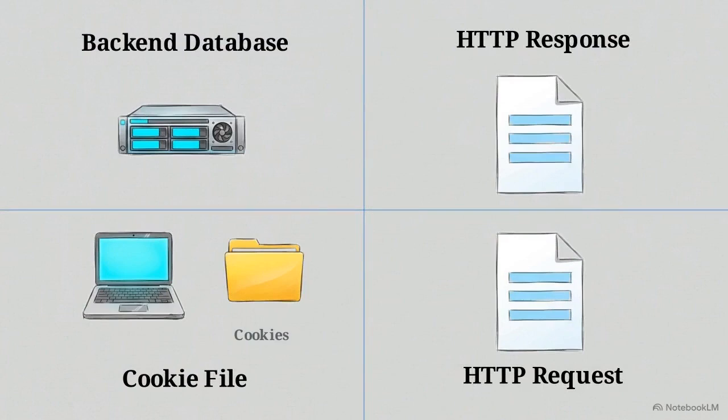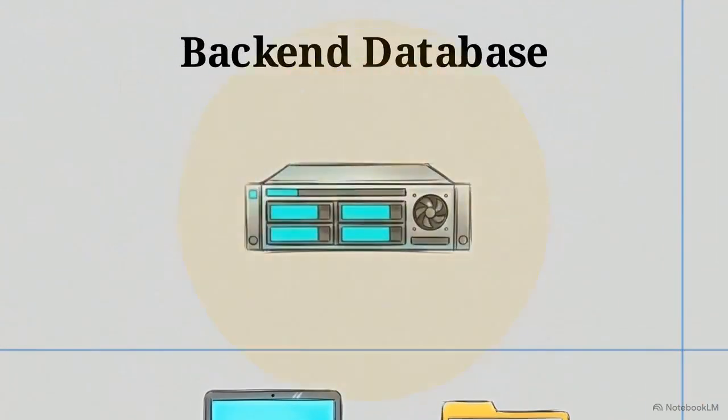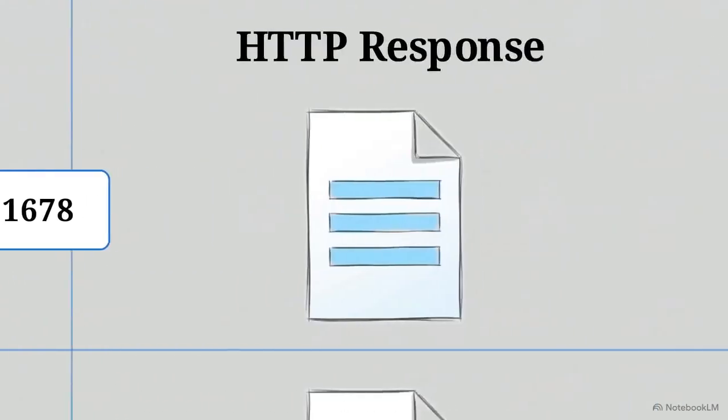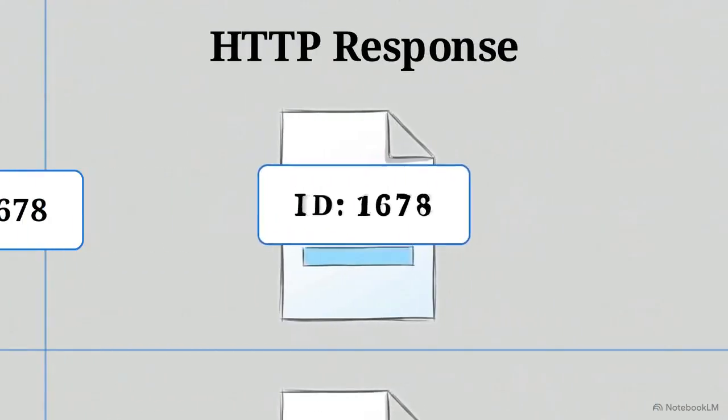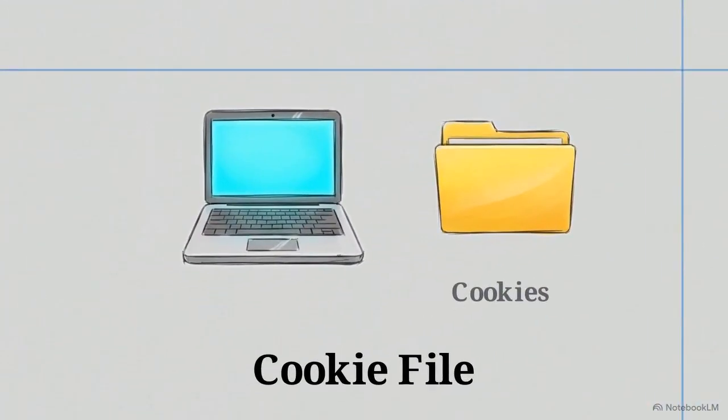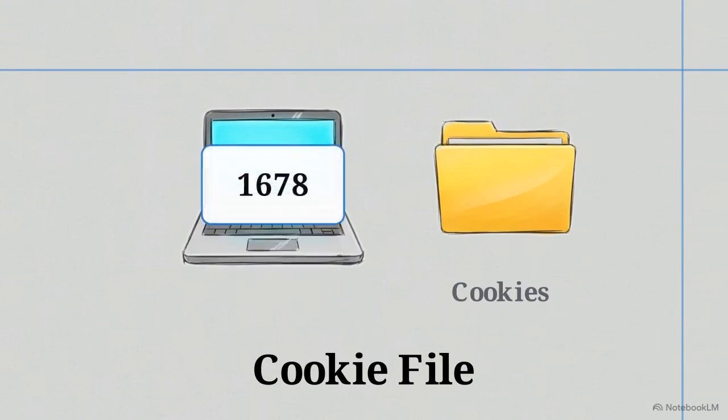Here is how the 4 quadrants interact. Component 1 operates at the server. When a new user makes a request, the backend database generates a unique identification number for them. Component 2 is the delivery. The server replies but injects a specific set cookie header into the HTTP response message, embedding that unique ID.